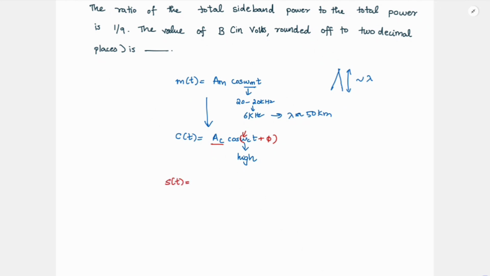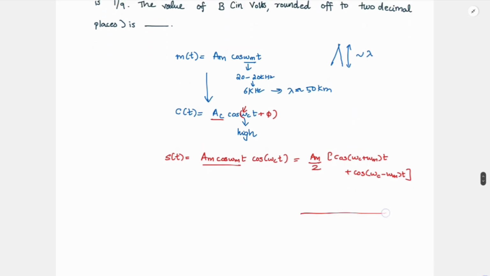So our signal S of t is given by Am cos omega m t into cos omega c t. We have modulated our amplitude. If you use your cos A cos B formula, this will be Am by 2 into cos of A plus B plus cos of A minus B. So cos of omega c plus omega m into t plus cos of omega c minus omega m into t. These are nothing but your sidebands. From omega c, you have omega c minus omega m and omega c plus omega m.